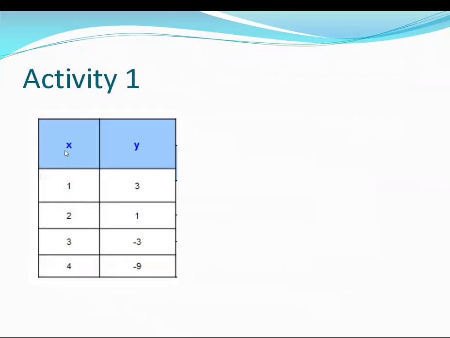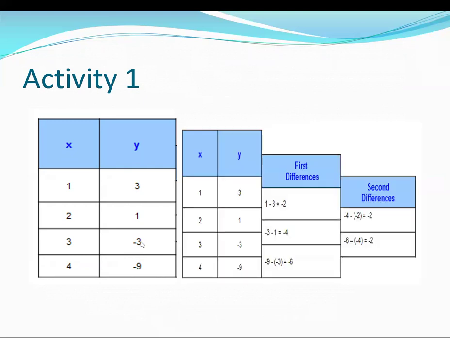Activity 1. x equals 1, 2, 3, 4; y equals 3, 1, negative 3, negative 9. First difference: 1 minus 3 equals negative 2, negative 3 minus 1 equals negative 4, negative 9 minus negative 3 equals negative 6. Not equal, but second difference: negative 4 minus negative 2 equals negative 2, negative 6 minus negative 4 equals negative 2. It's constant.